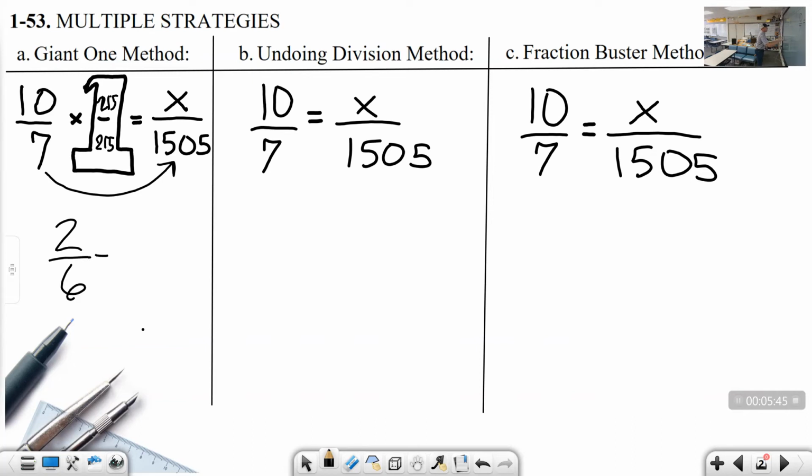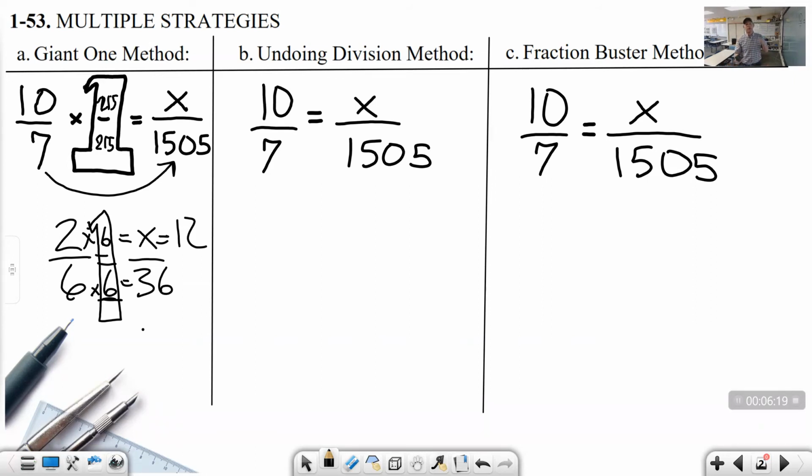2 over 6 equals x over 36. Because these numbers happen inside of your multiplication understanding. And you think, 6 times what equals 36? Oh, I know that 6 times 6. So big giant 1 is 6 times 6 is 36. So 2 times 6 is 12. This is the type of big giant 1 math that you normally see.